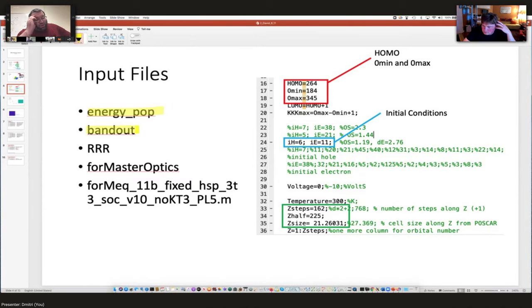We do have a process to make a different type of band out that works a little better for spin orbit coupling, but it is not used for this specific MATLAB code, so I didn't include it here.